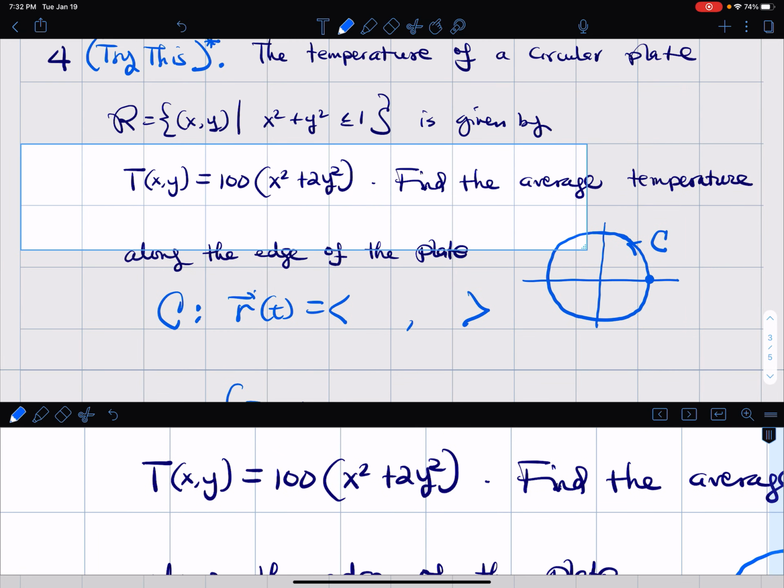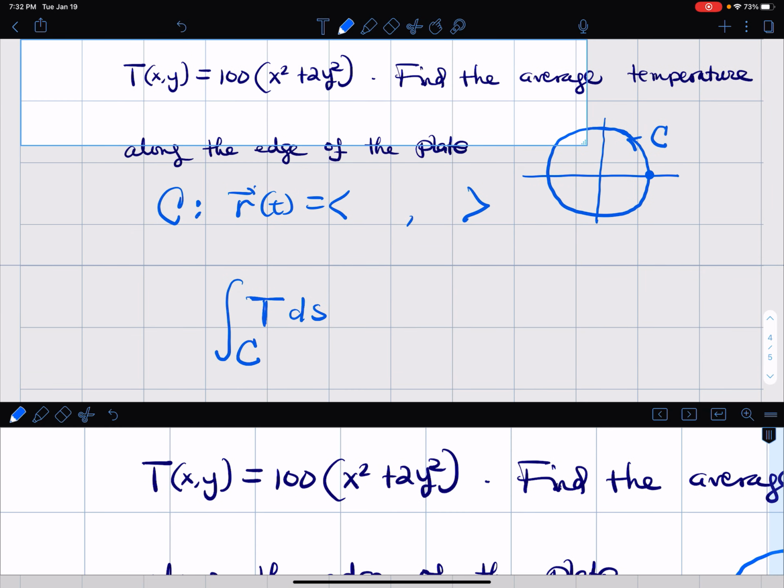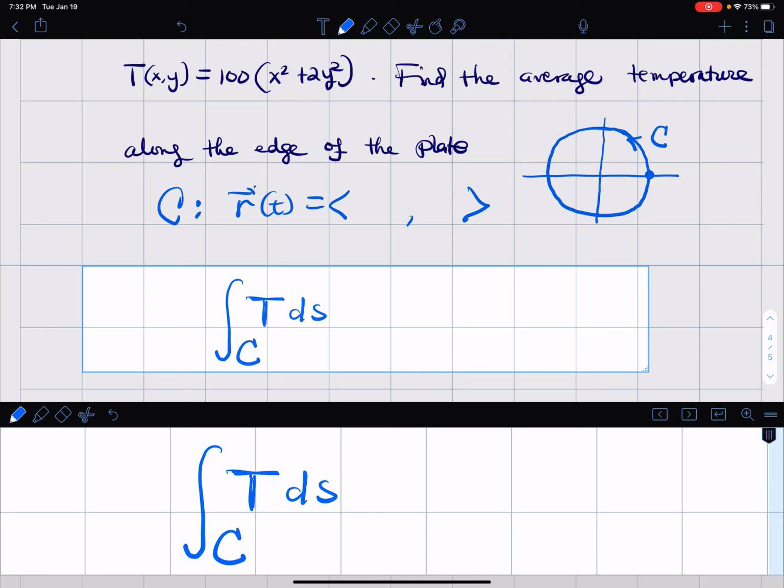I'm going to call it something else. Oh, well, I'm not going to call it something else. We can confuse ourselves. T here is the temperature, but don't confuse it with T for tangent. We're going to be using T for tangent a whole lot. So you want to compute this line integral. How do you compute it?